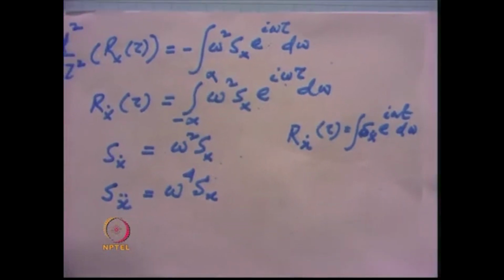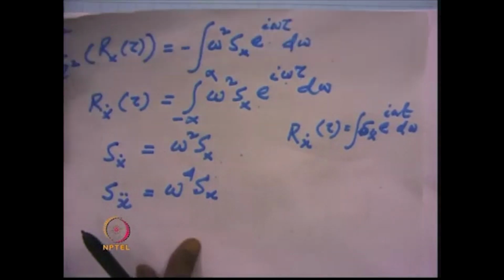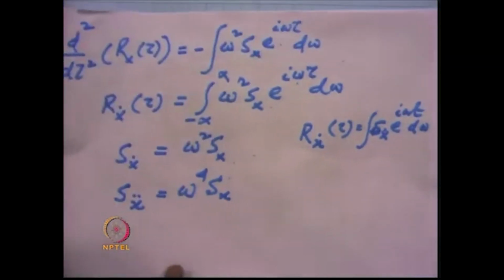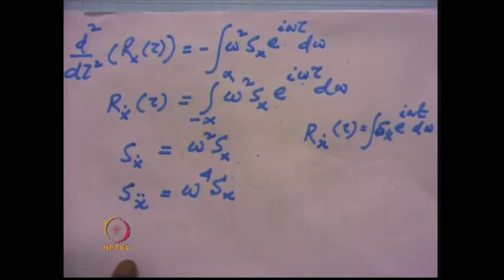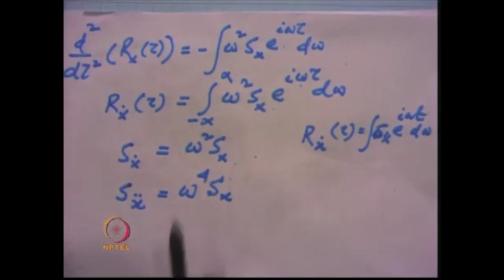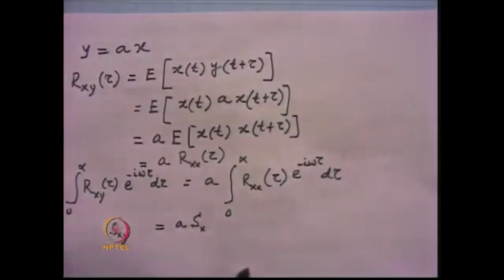Thus, if we know the power spectral density function of a random process, then one can find out the power spectral density function of the velocity of the process and the acceleration of the process using these basic relationships, and they are used in solving many structural engineering problems.